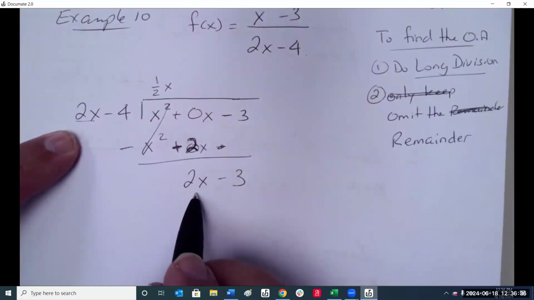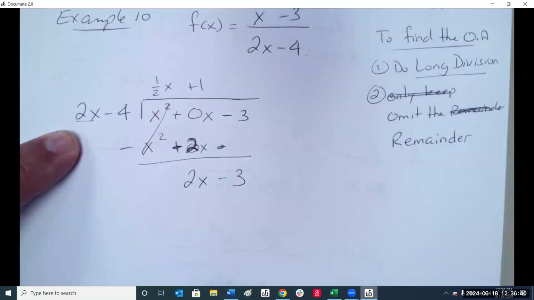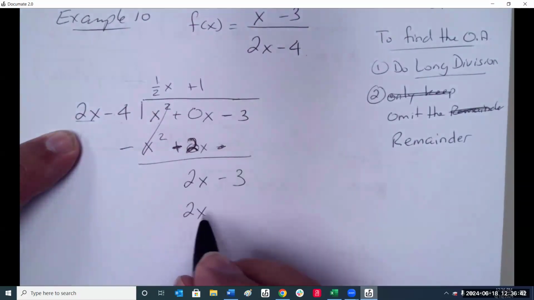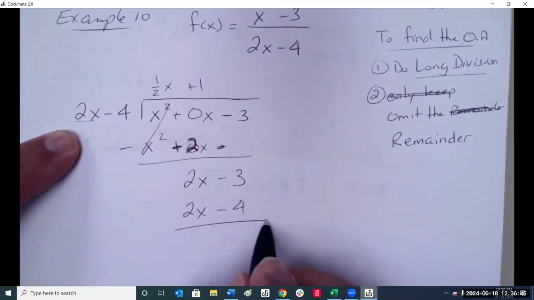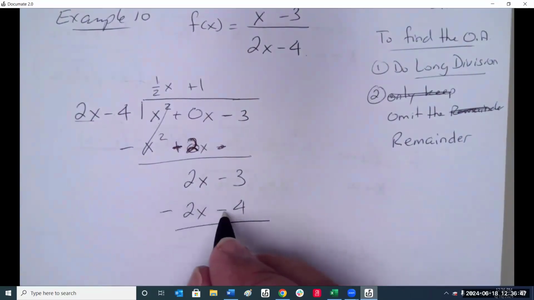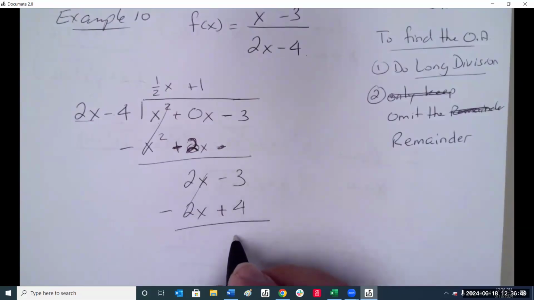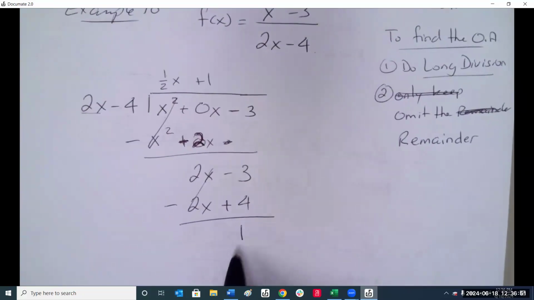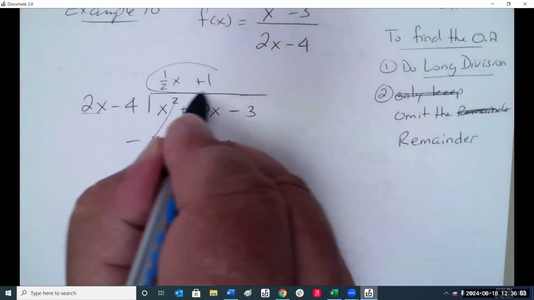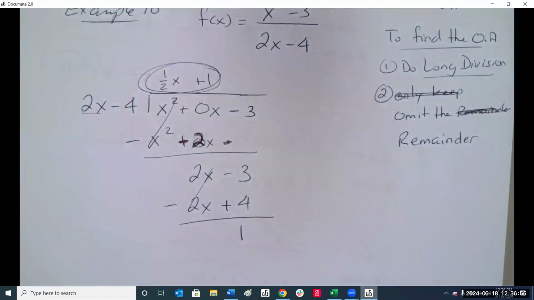What times 2x gives me 2x? A positive 1. So we have 2x minus 4. Change the signs. There's your remainder. We only want this part. That's your oblique asymptote.